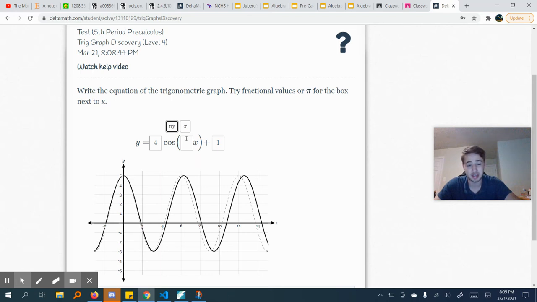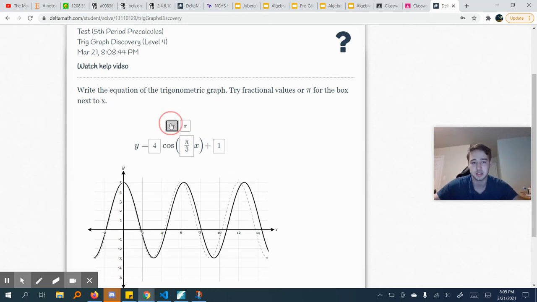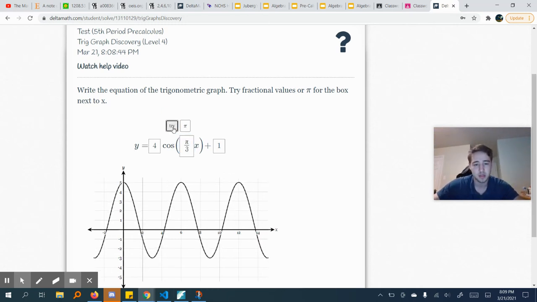It looks like we're going to need to change things up a little bit because now we have different values here. So it looks like the period here is 6 instead of anything involving pi because it's getting more and more off cycle the more you go. So I'm going to say, let's see, we want to narrow it a little bit. So we're going to make this number larger. So I'm going to say pi over 3x.